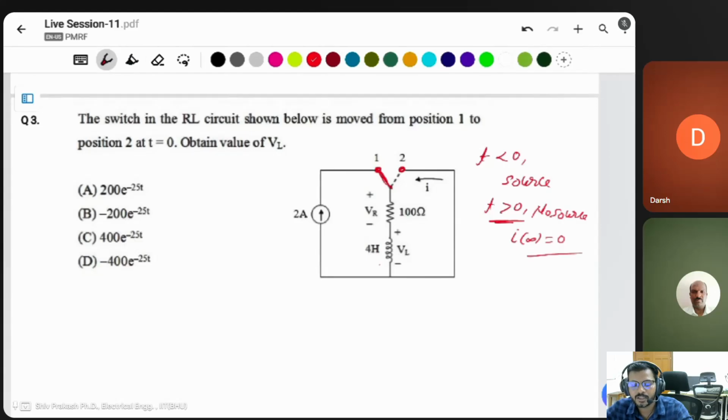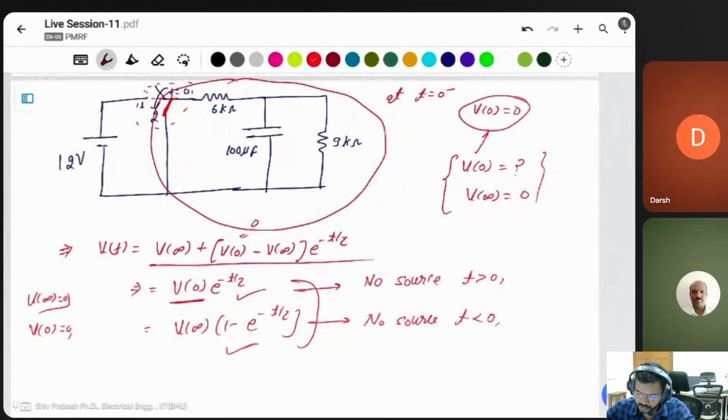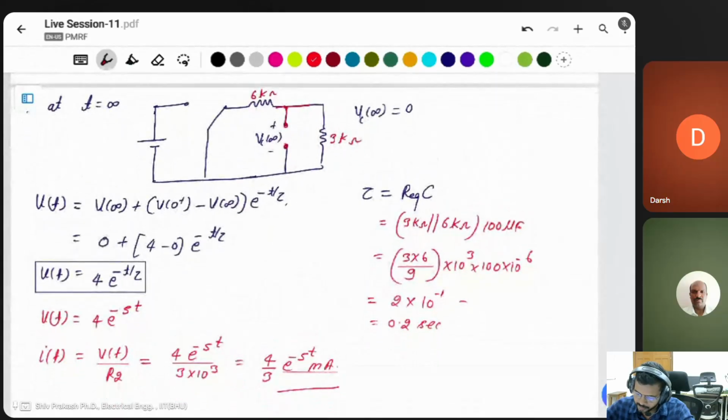Sir, yes, sir, can you show the previous slide? Okay. This one, before this one. Yes, sir. But what is the answer of the question? Actually, this one is this one. This 4 by 3, 4 by 3 e to the power of minus 5t. Okay, yes.